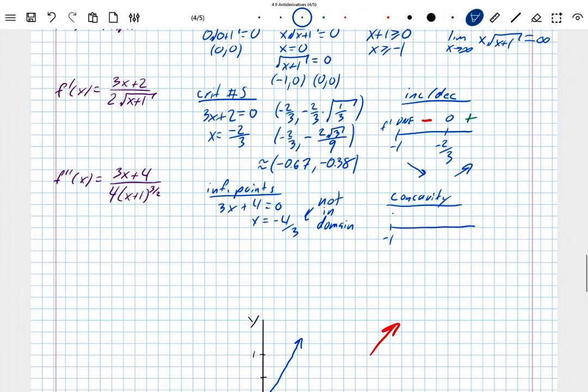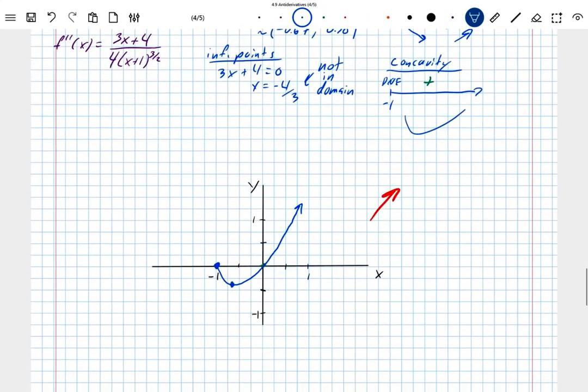Negative 1, this thing doesn't exist. And then it just goes off to infinity, right? There's no other places where it might change. So if I just plug in a number like, say, 0, I would get 4 over 4, which is a 1, and so I get plus. This thing should be basically curving up the whole time, and lo and behold, it is. Looks like we've got a pretty good graph.